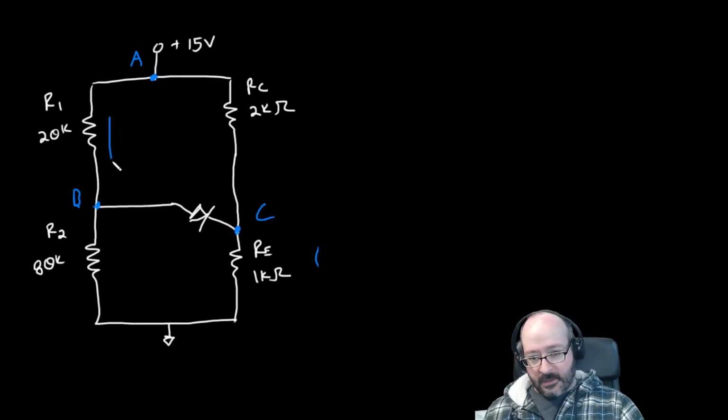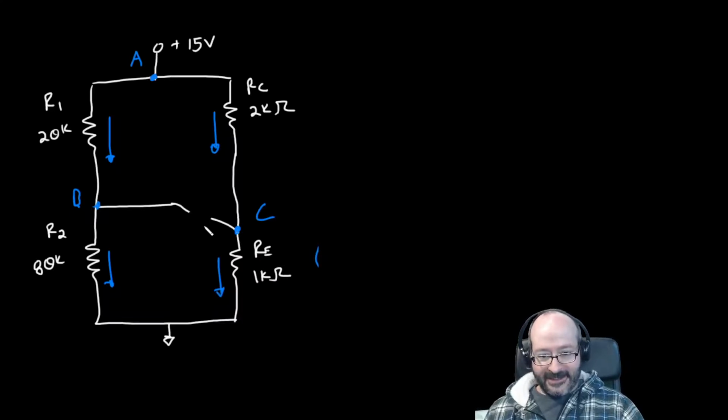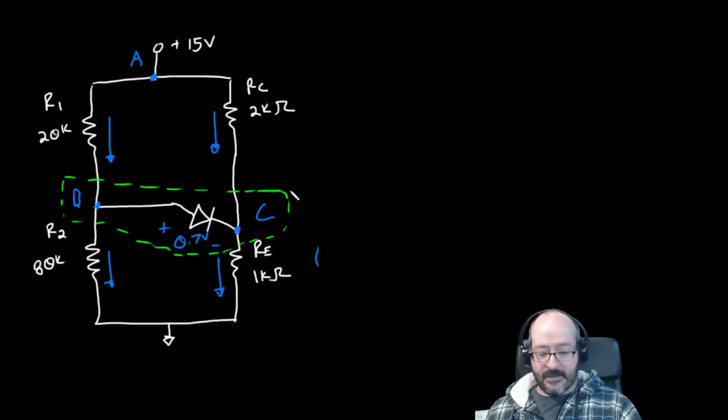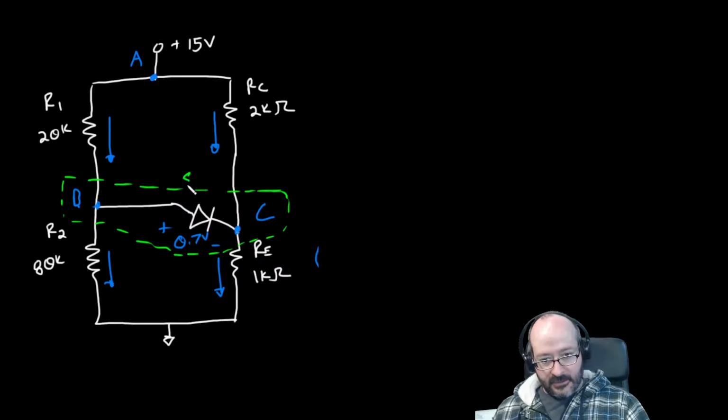Okay, and we get some current directions going. That's a pretty sad looking diode, isn't it? Let's see if I can do better. Going for style points. Okay. And we assume that that's plus minus 0.7 volts. All right, so we still end up with a supernode in our analysis. It just looks like this. All right, that's our supernode.